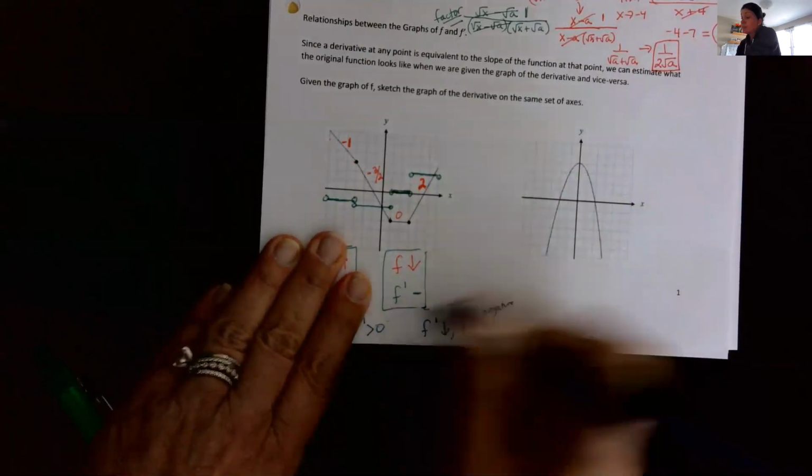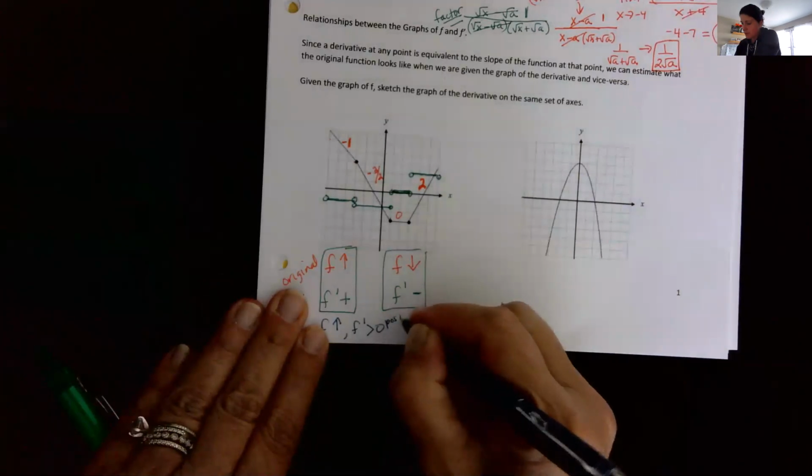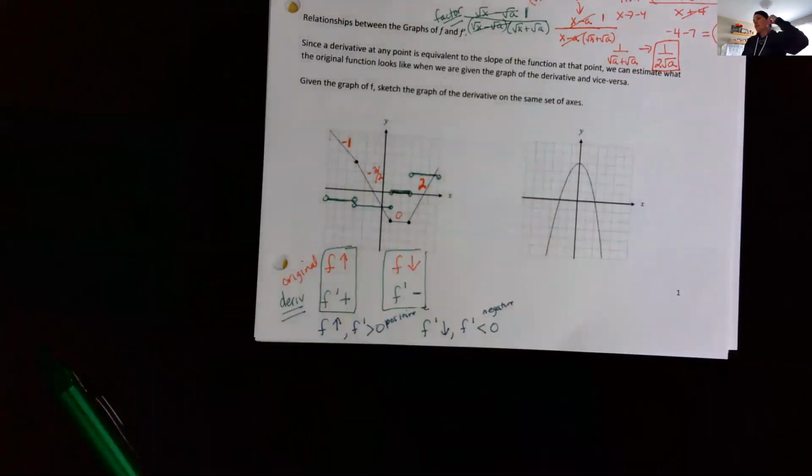Right. Wow. Hello. Greater than 0 is positive, everybody. Sorry about that. Getting excited because I get to show you the chart. So the chart. Here's the chart.